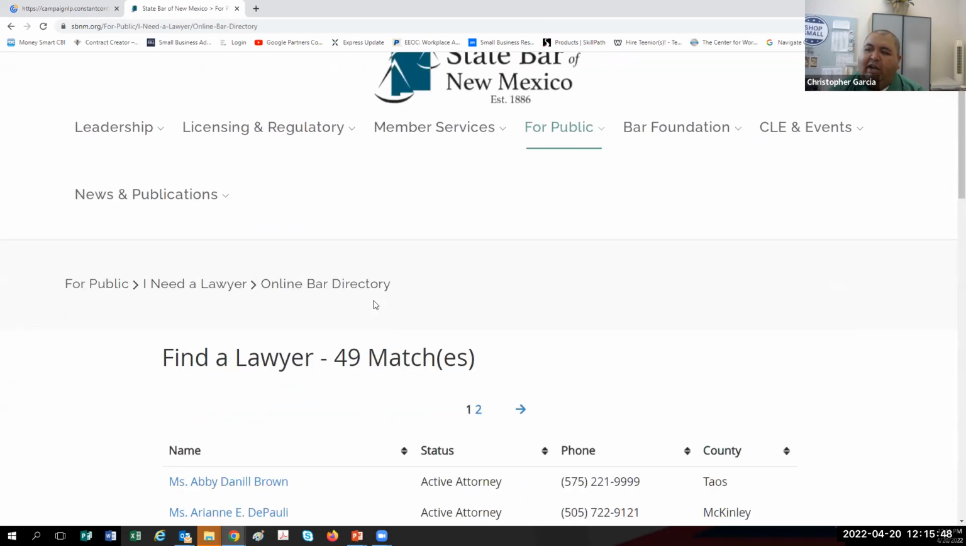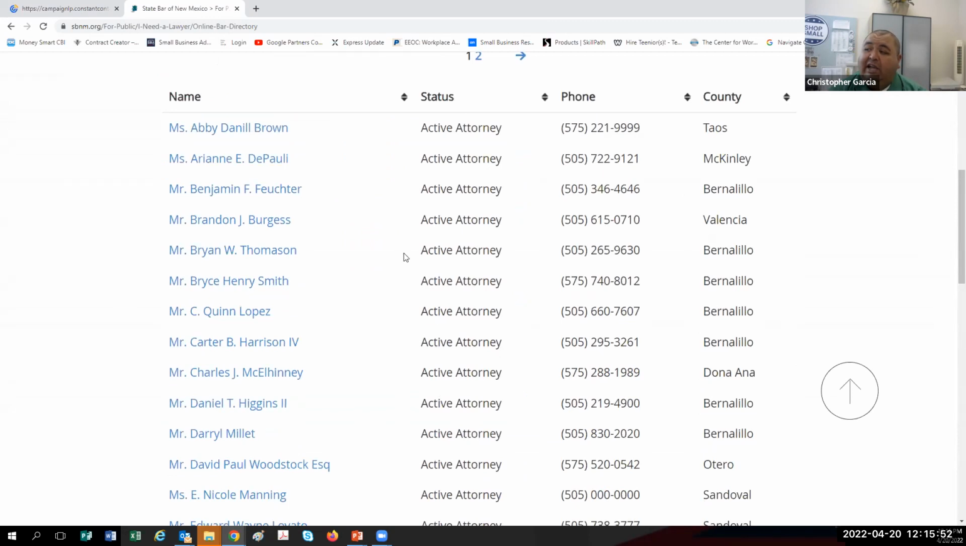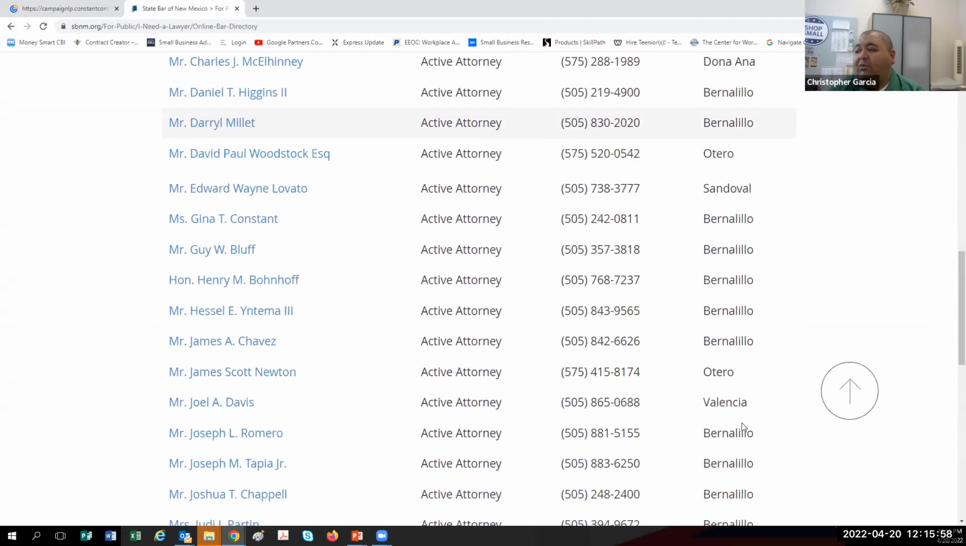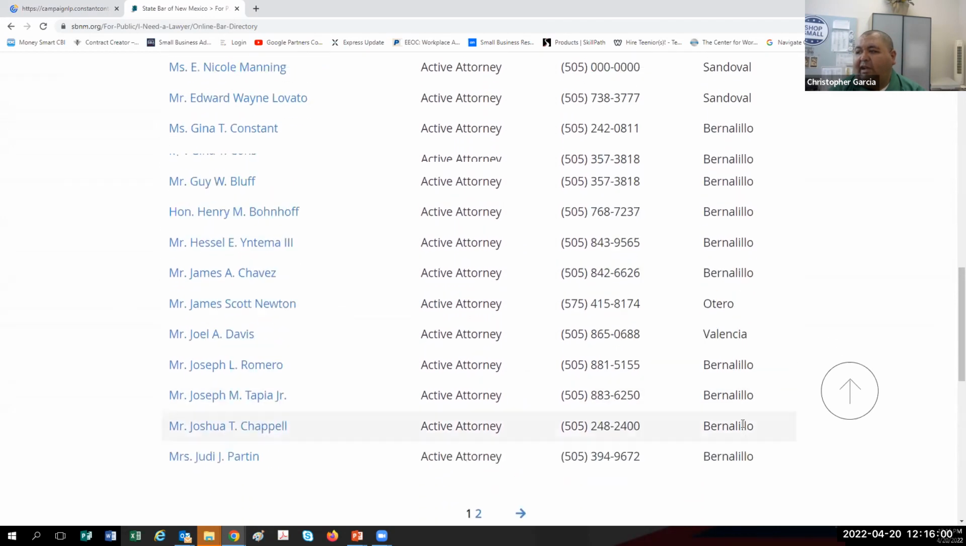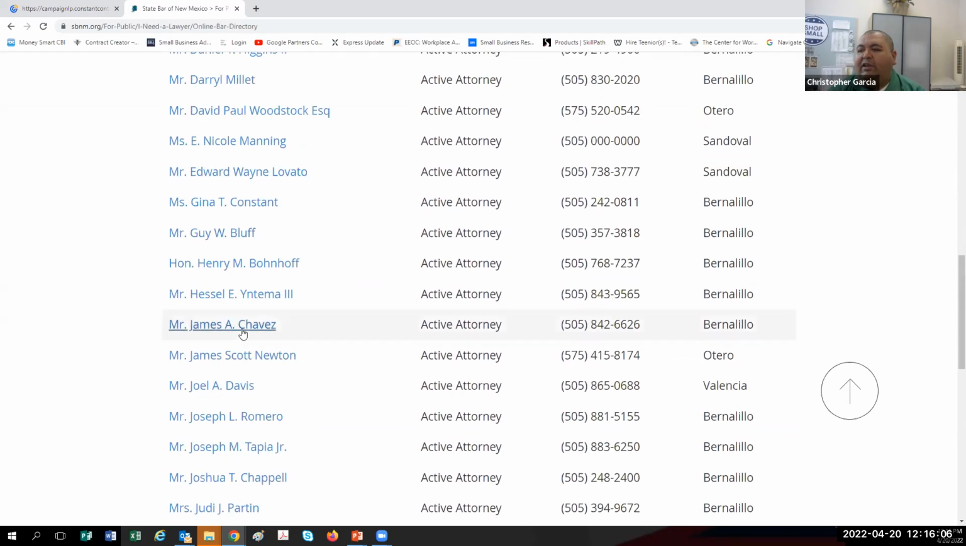And you see there's 49 attorneys that practice business law in Valencia County. Not all of them are located in Valencia County, and it tells you the last one is county. Most of them are not located in Valencia County, as you can see. So keep that in mind. And when you click on one, we'll pick one by random. Eeny, meeny, miny, mo.